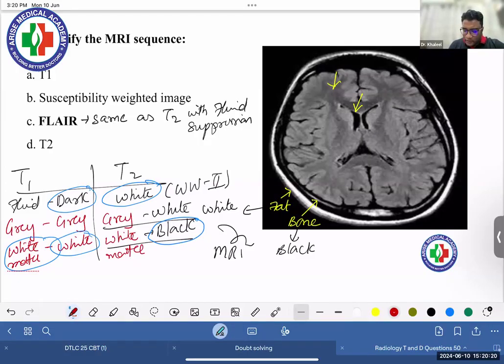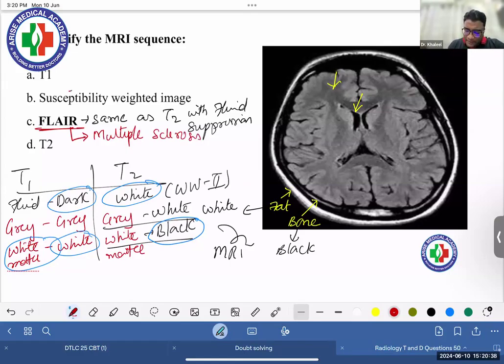For what condition do we use FLAIR MRI? Can you tell me when do you use FLAIR MRI? For which condition do we use FLAIR MRI? FLAIR MRI is useful for multiple sclerosis. Multiple sclerosis, right? FLAIR is used for multiple sclerosis.